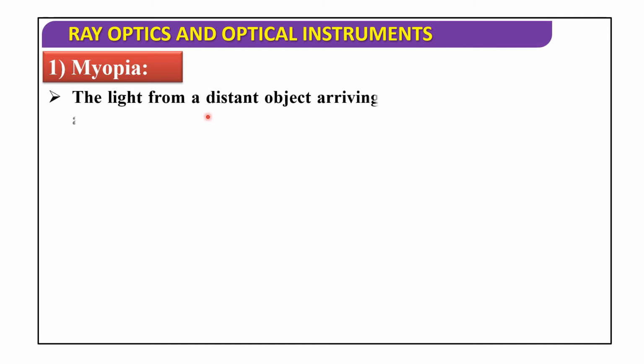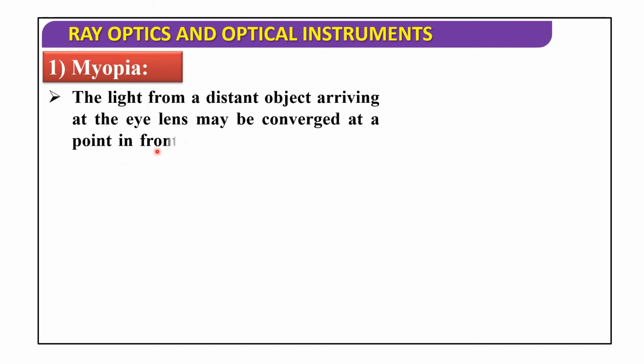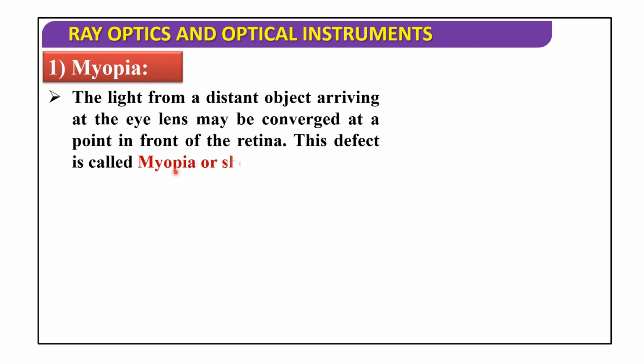The light from a distant object arriving at the eye lens may be converged at a point in front of the retina. This defect is called myopia or short-sightedness. So here in myopia, some people cannot see the long distances but they can see the short distances clearly.